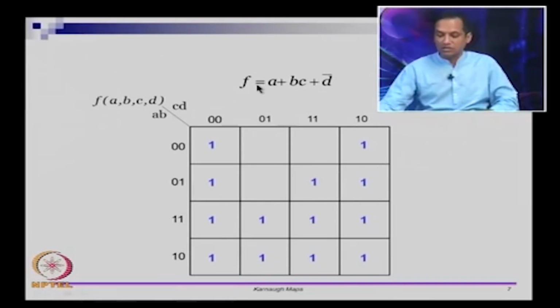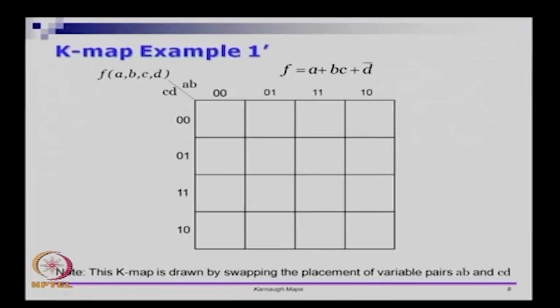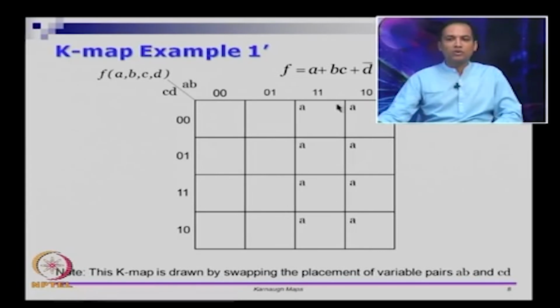So you go and try that out yourself. Let us see how the K-map is drawn. In this example AB and CD are switched around, the same function, but with AB and CD switched. First, A is true for these 2 columns, then BC is true for these 4 cells, and D bar is true for these 2 rows.